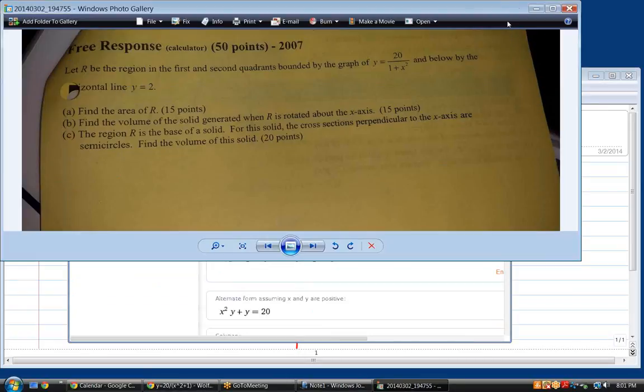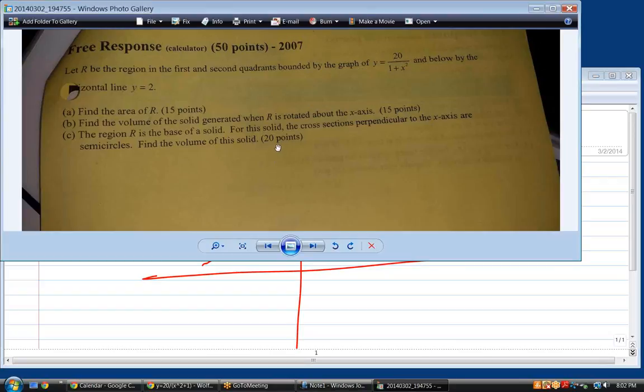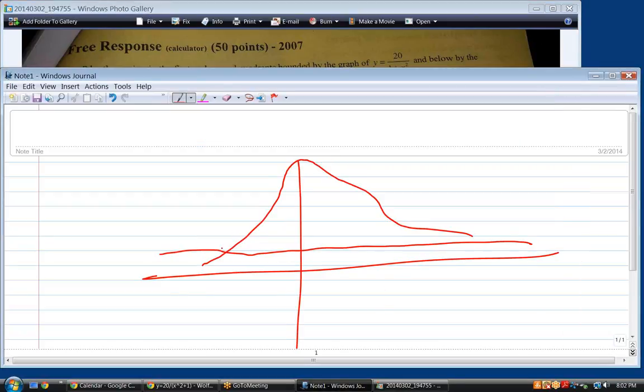And y equals 2? Yep. Okay, so they want this area from where to where. Find the area of R. Okay, so they're saying that this is bounded by that and that.